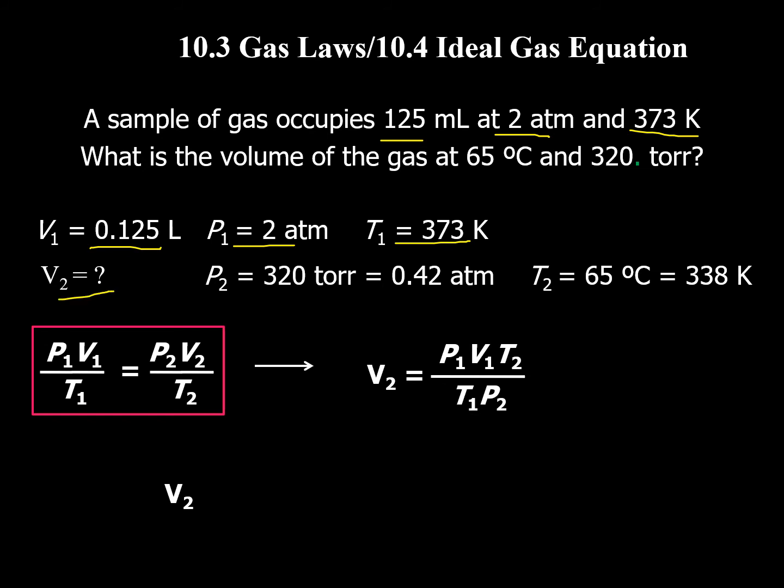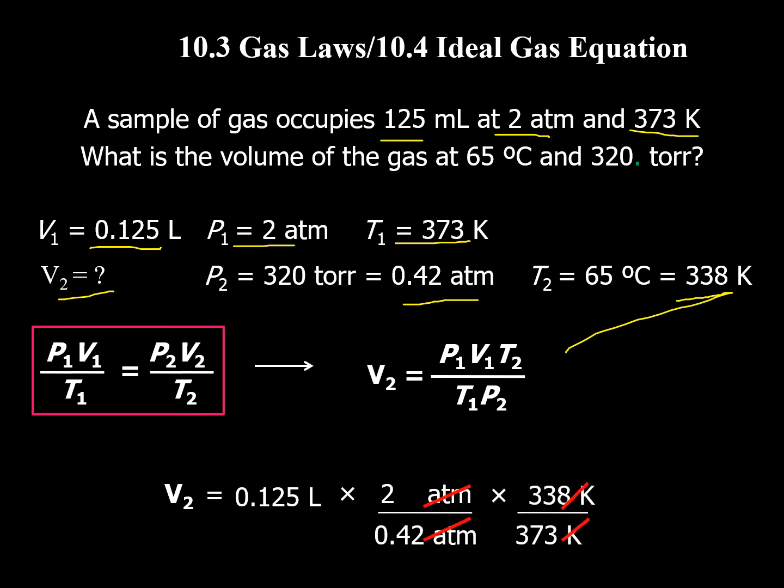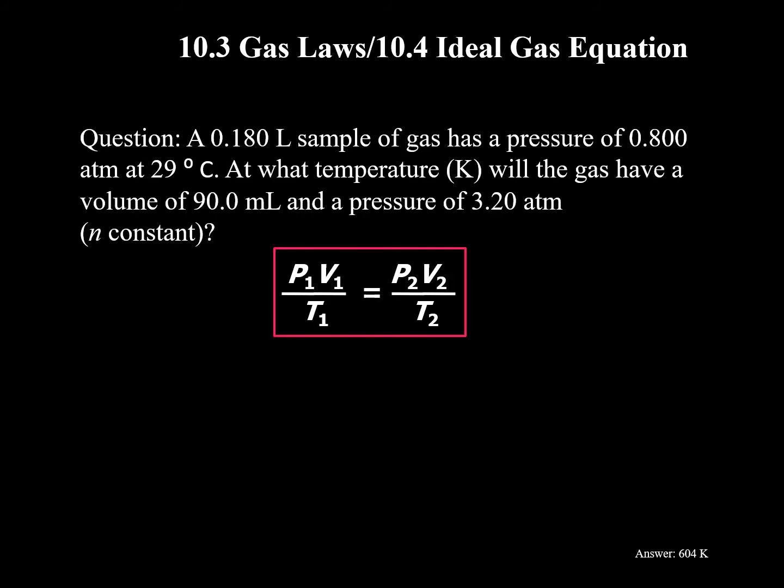You don't know V2, but you know the pressure P2, convert from 320 torr to atm, and T2, which is 65 degrees Celsius to Kelvin, plus 273 gives us 338. So we plug these in. We isolate V2 and we get 0.539 liters. So you can pause the video and give it a try on your own.